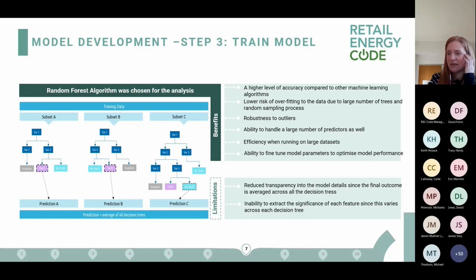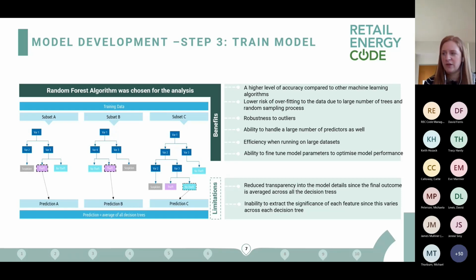Some of the key benefits and limitations of this. One of the key benefits is it was viewed to have a higher level of accuracy compared to some other machine learning algorithms, and there was a lower risk of overfitting the model as well. There was also a robustness to outliers. We knew there were some valid outliers within the model, so it had a bit more robustness to that, and it could handle a large number of predictors as well. It was also efficient when running on large data sets, which we're working with here. And you had the ability to alter some of the parameters to get a better view and a better outcome.